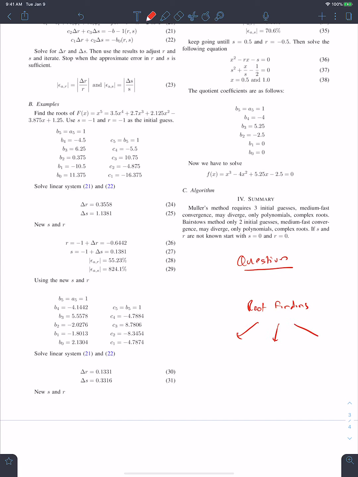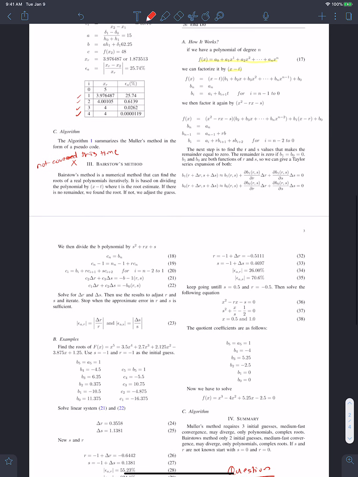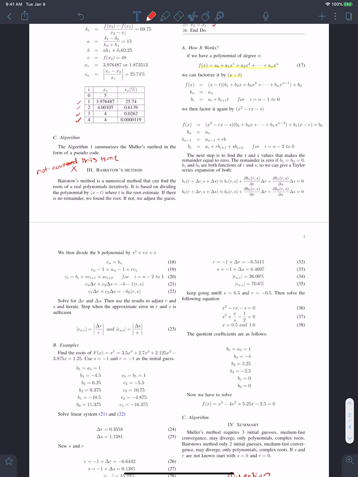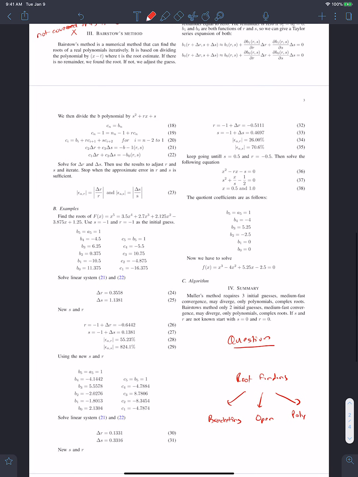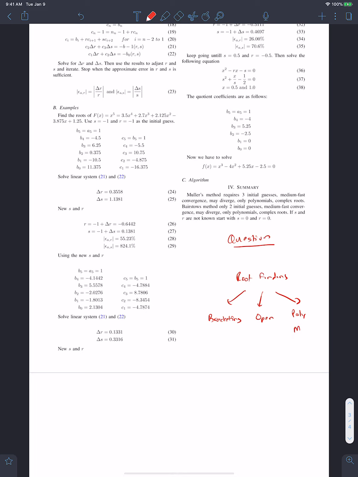We studied bracketing methods, open methods, and polynomial methods. We studied two approaches each, even though in the polynomial method I only spoke about the second approach. I didn't really go into details. You can just read about it. I would suggest the textbook because my notes are not really complete, for your information. But as far as the exam is concerned, I will only consider Muller's method. That's only for take-home exams. Okay, so that's all for root finding.